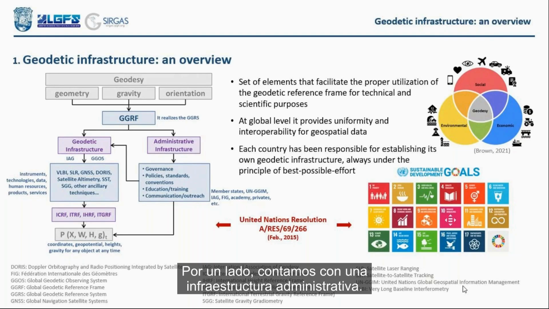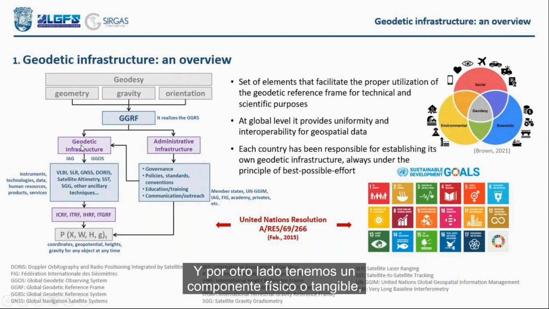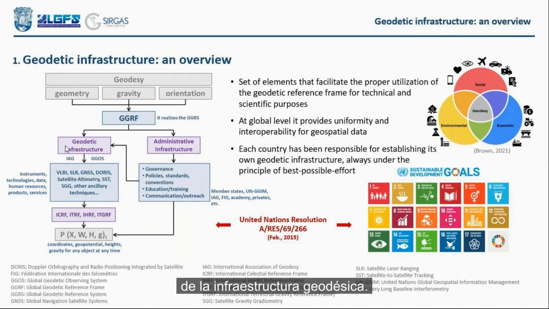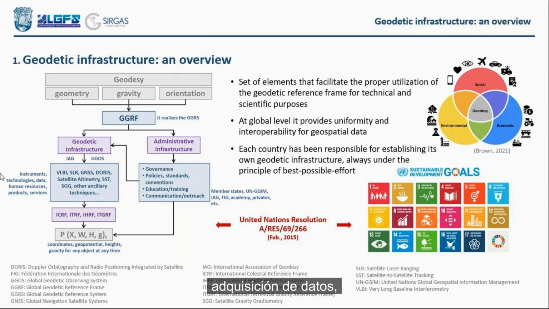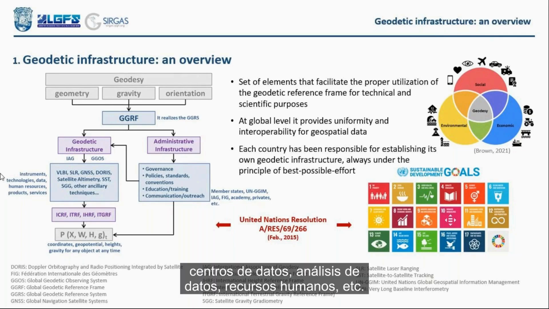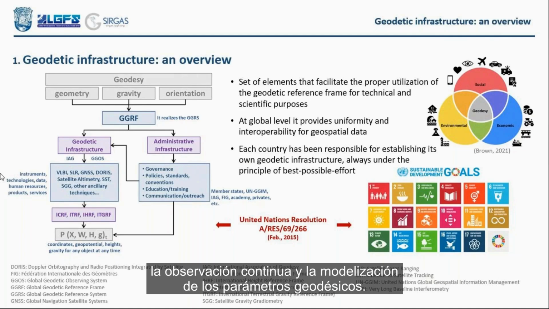We have, on one hand, an administrative infrastructure. We are not going to talk about this. And on the other side, we have a physical or tangible component of the geodetic infrastructure. In this sense, we have the instrumentation for data acquisition, data centers, data analysis, human resources, etc. The general idea here is that the proper operation of this component enables the continuous observation and modeling of geodetic parameters.